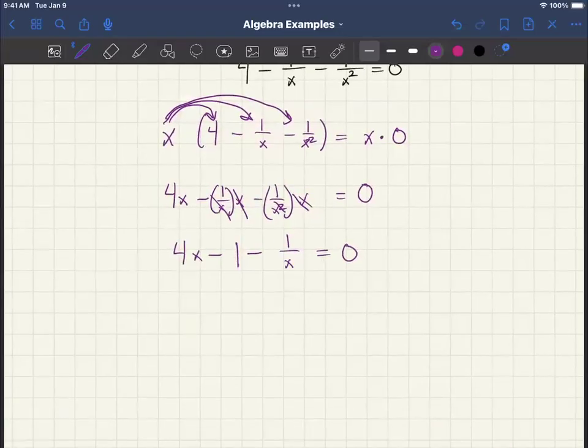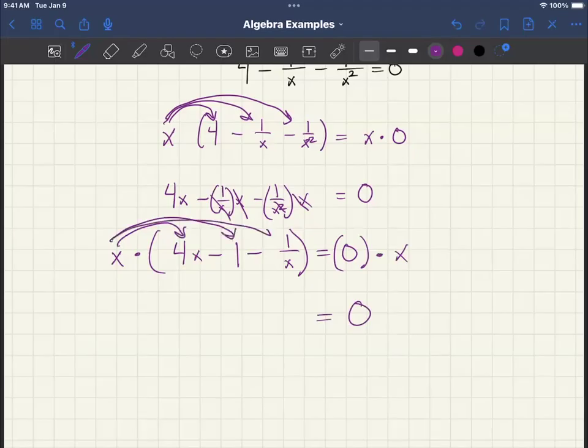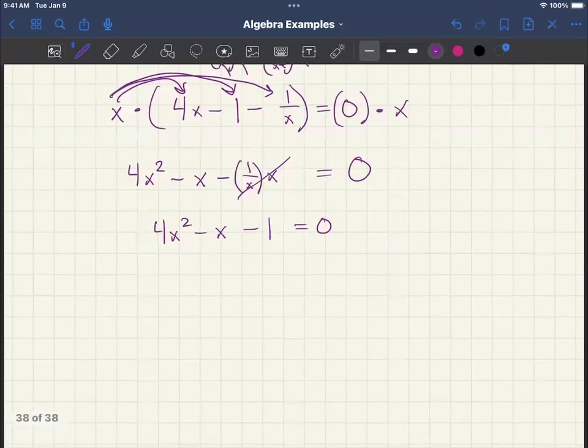We're going to do the same trick. We're going to multiply both sides by x. And again, on our right-hand side, we're multiplying by 0. x times 0 is always 0. When we distribute our x, we get 4x squared minus x minus, and here we got 1 over x times x. Those things cancel each other out, and we are left with a minus 1 that survives. Whew, that looks a lot better.